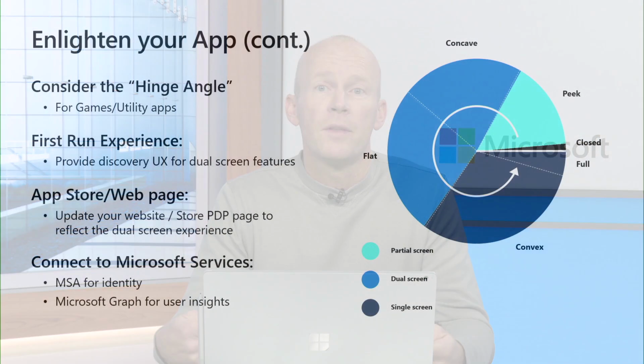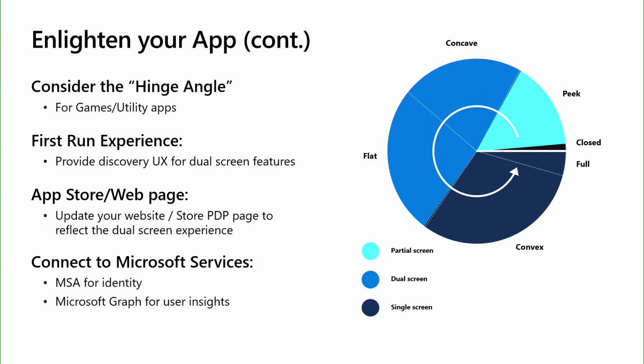The device has a hinge, and that angle can be read by applications. Now, what do you use the hinge angle for? Well, we have some ideas. Bring up game controls when you're in concave mode, for instance. Show someone else across from you, the user, the same or different app content in flat mode.